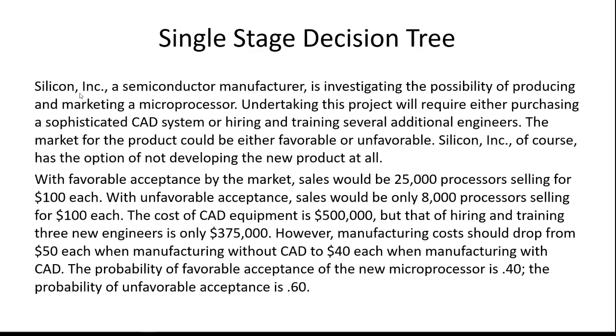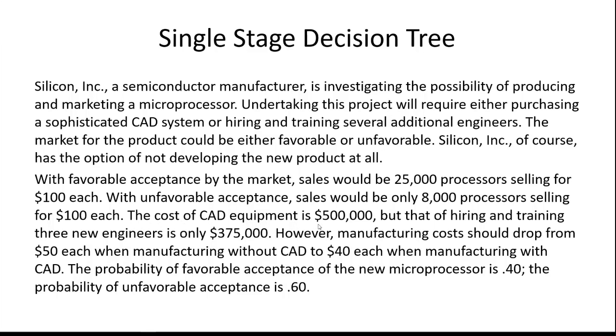There's a company called Silicon Incorporated, which is a semiconductor manufacturer, and they're investigating the possibility of producing and marketing a microprocessor. Undertaking this project will require either purchasing a sophisticated CAD, or computer-aided design system, or hiring and training several additional engineers. The market for the product could either be favorable or unfavorable. The company, of course, has the option not to develop the new product at all. With favorable acceptance by the market, sales would be 25,000 processors selling for $100 each. With an unfavorable acceptance, sales would be only 8,000 processors selling for the same price.